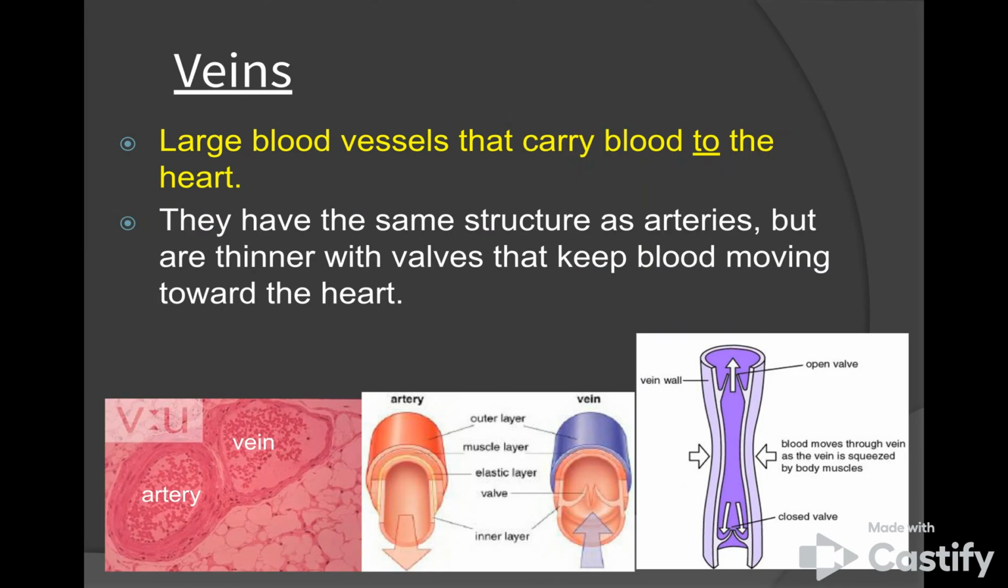Veins are the other large blood vessel, and they carry blood to the heart. So they have the same structure, but they're thinner, and they also have valves that keep the blood going towards the heart. Because arteries are usually coming right from the heart, there's a lot of blood pressure.